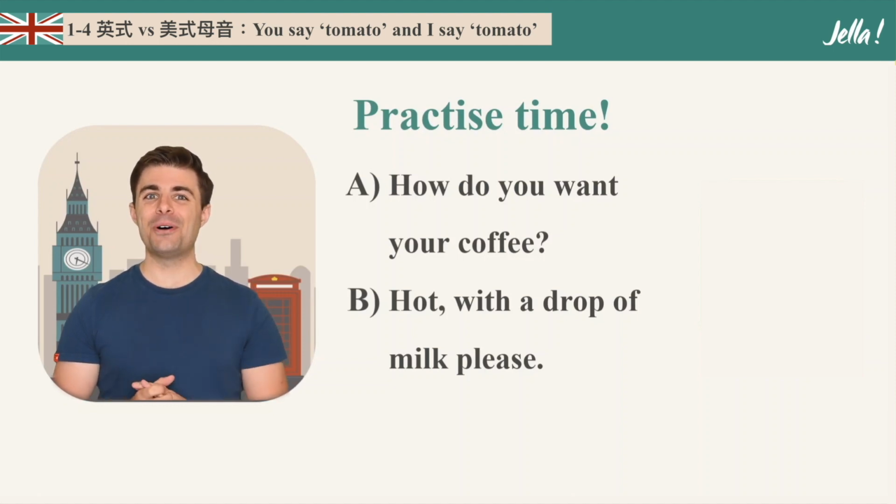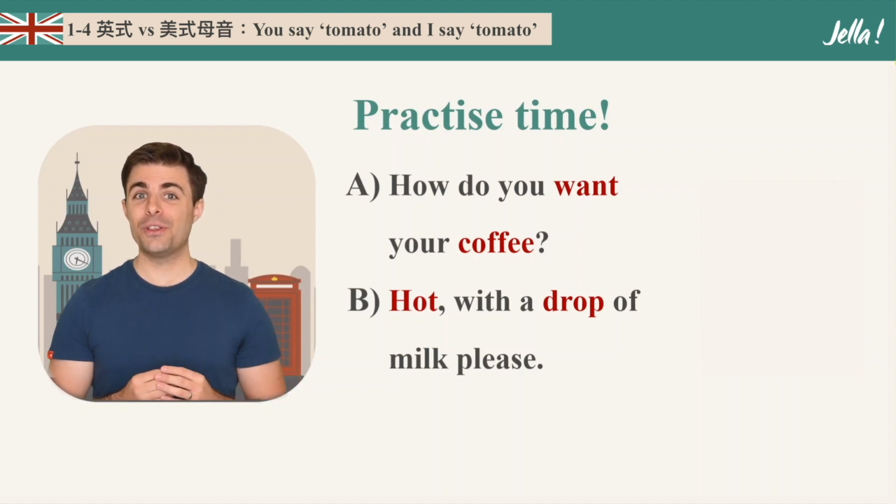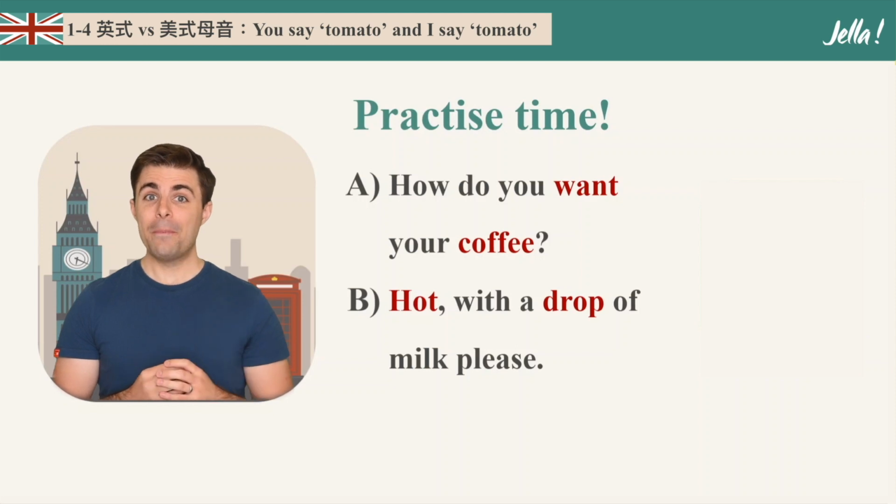Okay, how many did you spot this time? Let's see if you got them all. The words you should have picked out are want, coffee, hot, and drop. I think the difficult one there was probably want, because it has an A rather than an O, so it's easy to miss. Hopefully you got them all.